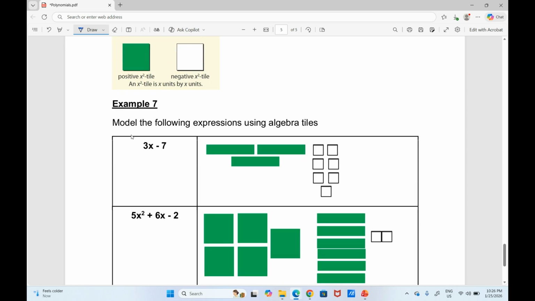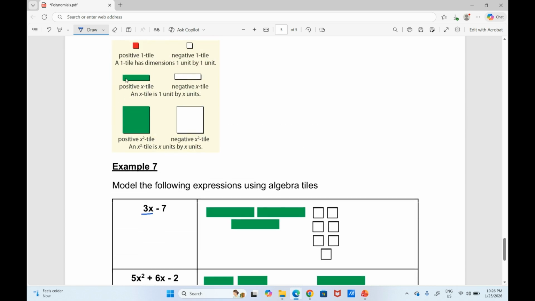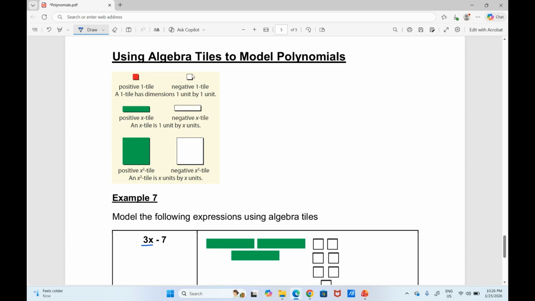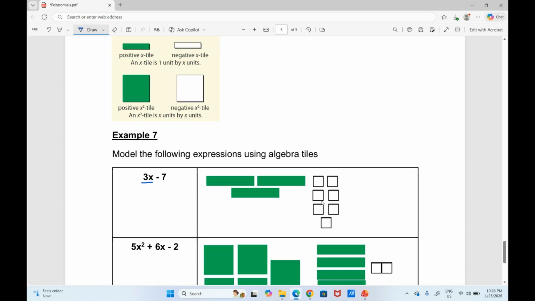So here it says model the following expressions using algebra tiles. Notice it says 3x, and for 3x, I go up to here. I have x here, which represents a green strip. I have 1, 2, 3 of them, hence I have 3x. And then for 7, this is a negative 7. The small white square represents one negative tile, hence I have 1, 2, 3, 4, 5, 6, 7. So hence I have negative 7 there.